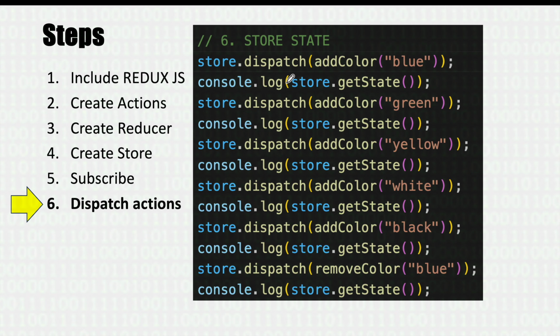And this is how we dispatch the actions. So store.dispatch, and the action is add color. This function will return the action add color blue. So we would have an action with a type add here. Similarly, there could be a remove also which can be called. For example, I'm calling it here.